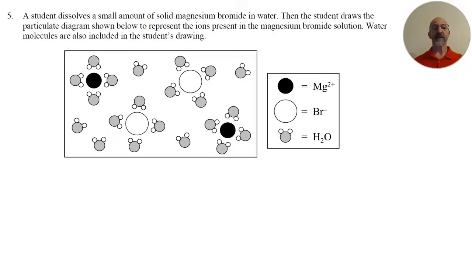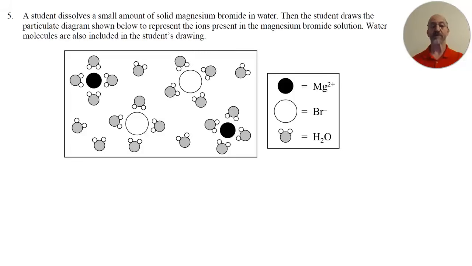And now let's move on to the practice for topic 3.8. This is question 5. In question 5, it says, a student dissolves a small amount of solid magnesium bromide in water. Then the student draws the particulate diagram shown below to represent the ions present in the magnesium bromide solution. Water molecules are also included in the student's drawing.